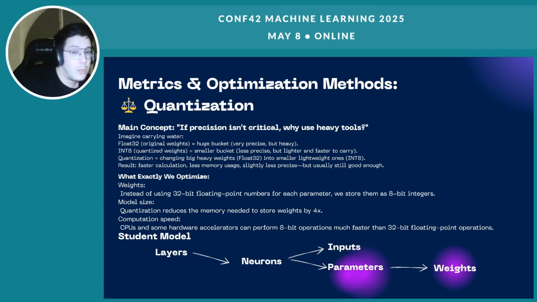Quantization. Basically, the main concept here, as you may see, is that if precision isn't critical, we do not need to use heavy tools. Basically, we are changing the basic float 32 standard into integer 8. So our model will be less precise, but it will perform great on CPU and be much easier to work with. We just make sure that our weights are turned into smaller, lightweight ones. As you may see on the graph, it affects only weights and parameters here.